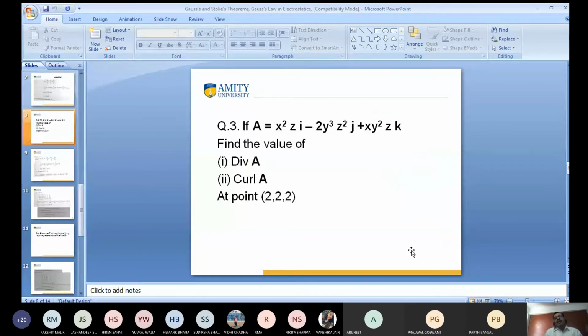If vector A is equal to x square z i minus 2y cube z square j plus xy square z k, where ijk is the unit vector, then find the value of divergence of A and curl of A at the point 2, 2, 2, because x equal to 2, y equal to 2, and z equal to 2. I want you to practice. How can you calculate the divergence of any vector quantity, and how can you calculate the curl of any vector quantity?